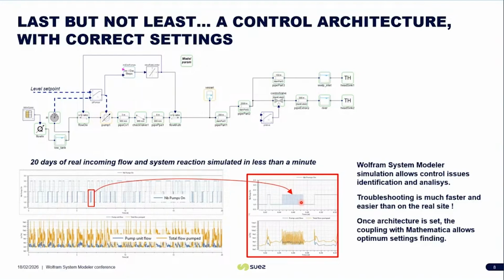If I had been on site, I would need to stay on site several days to see the issue happening. Then I would try another setting. I would need to stay again several days to check if the result is okay. So there's obviously a strong interest for us to use this tool.